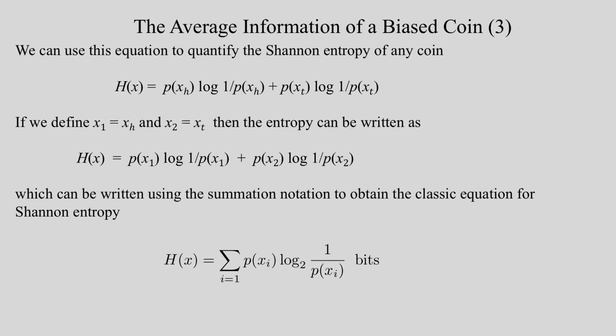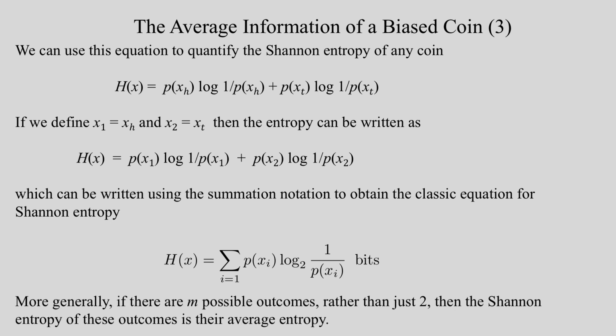More generally, if there are m possible outcomes rather than just 2, then the Shannon entropy of these outcomes is their average entropy. Just in case you have not recognized it, this is the equation you first saw at the beginning of part 1, but this time you should have some idea of what it means and why it is so important.